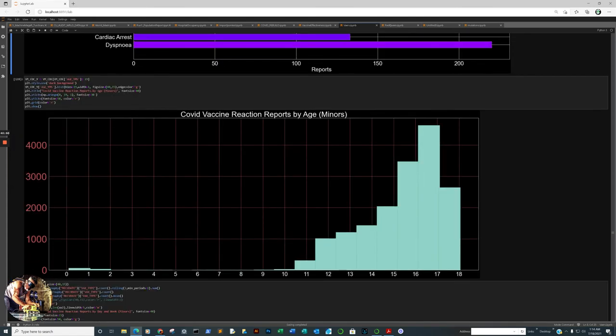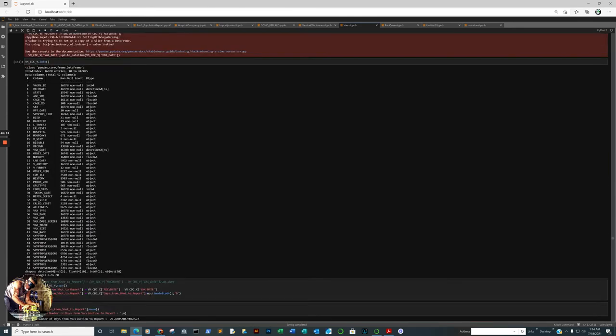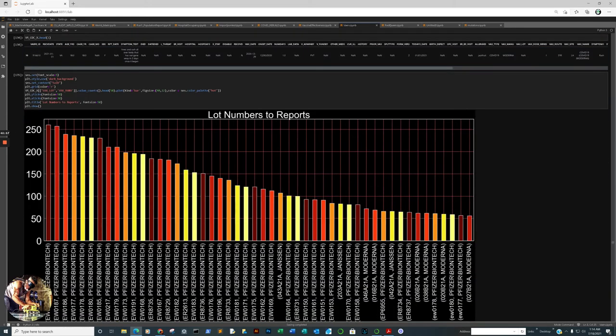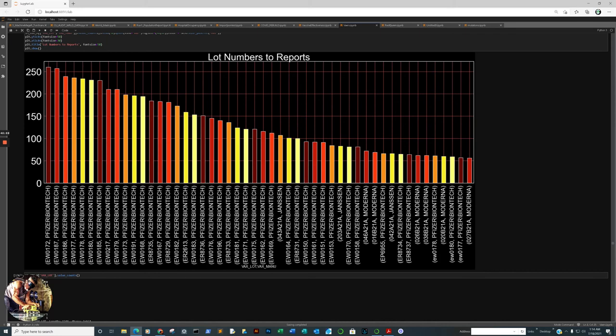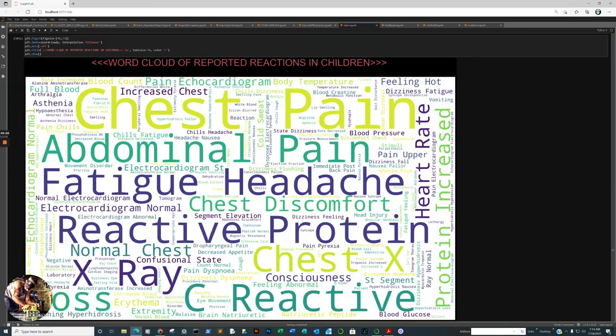All right, and then we look at vaccine reactions by age, minors. By week, not so much. These are all lot numbers that seem to be related to the most adverse event reports. Ooh, it's 49 minutes. I got to move faster, people. I'm sorry, this is in children. Look at the size of the words.